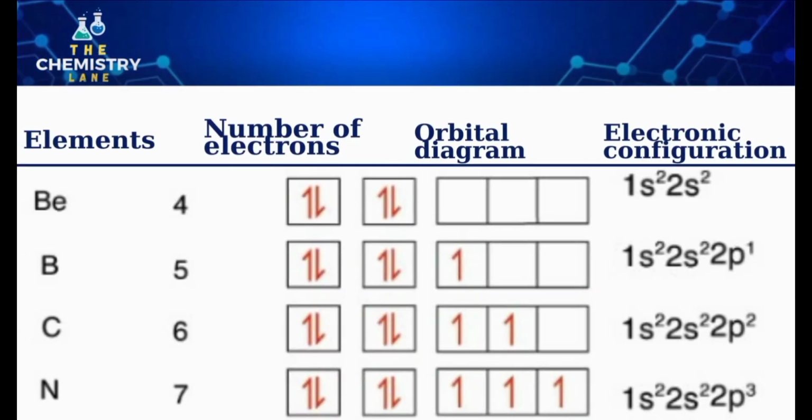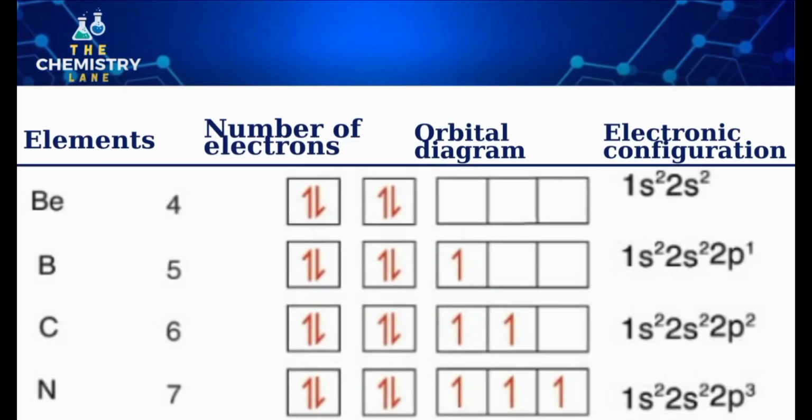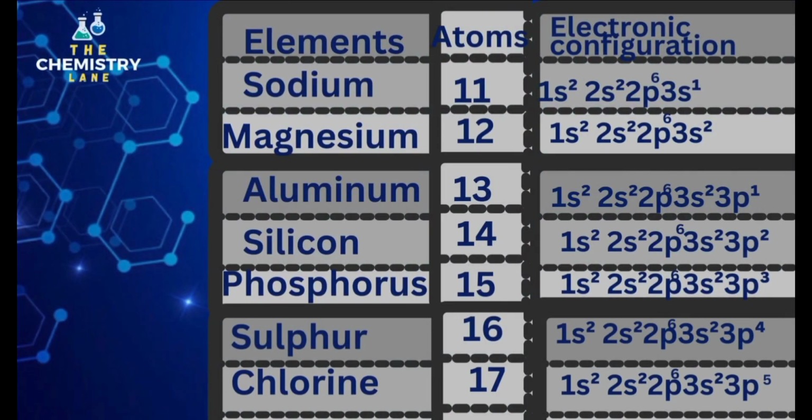Now this table shows the electronic configuration of other elements: beryllium with 4 electrons as 1s2, 2s2, while boron is 1s2, 2s2 with 1 electron in the p orbital, carbon the same with 2 electrons in the p orbital. Notice the p orbitals are filled singly, just like the correct way of writing the electronic configuration.